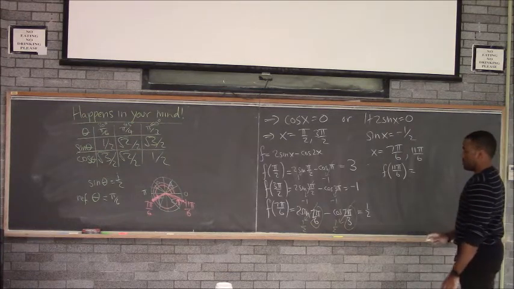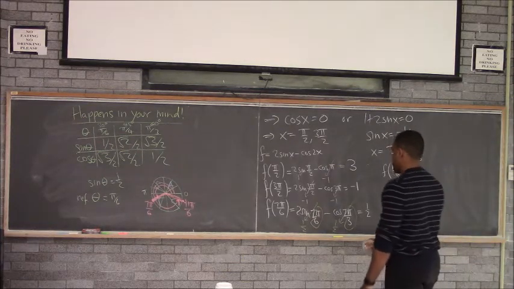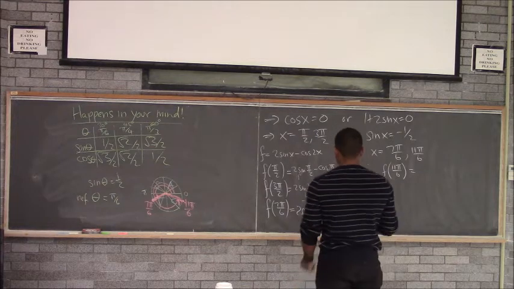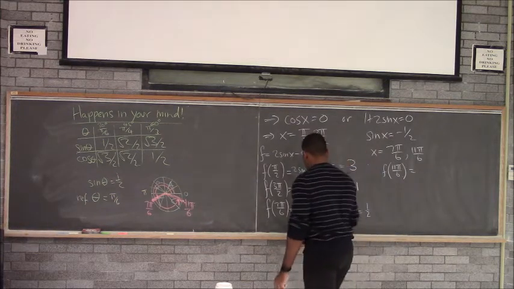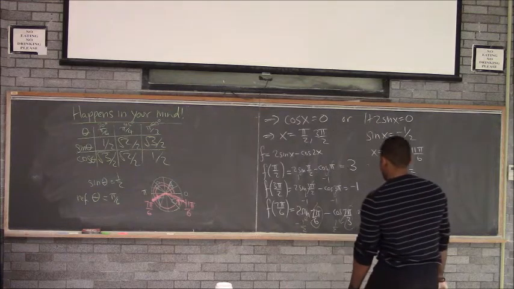Should the sine of 7 pi over 6 be negative? Yes, 7 pi over 6 is negative. So that's -1 minus 1/2.